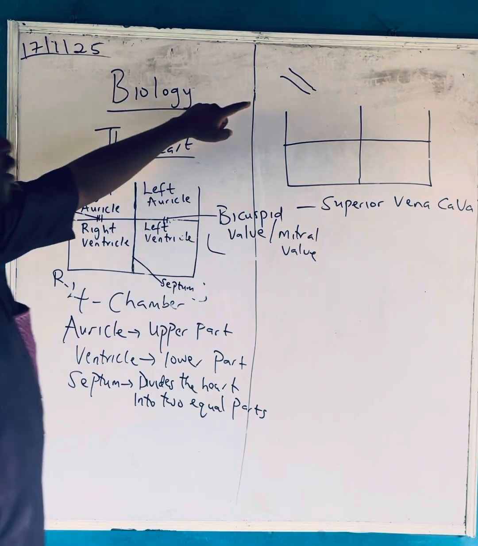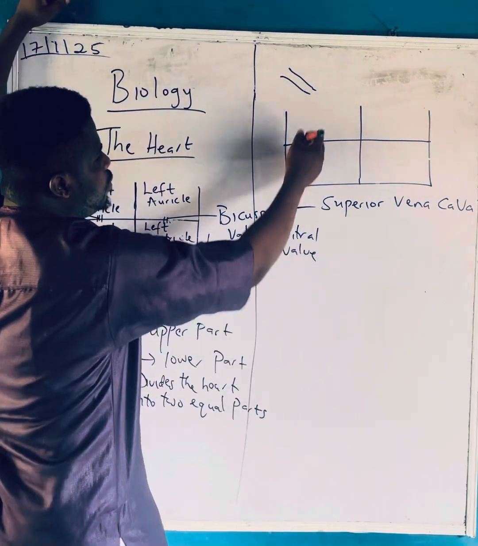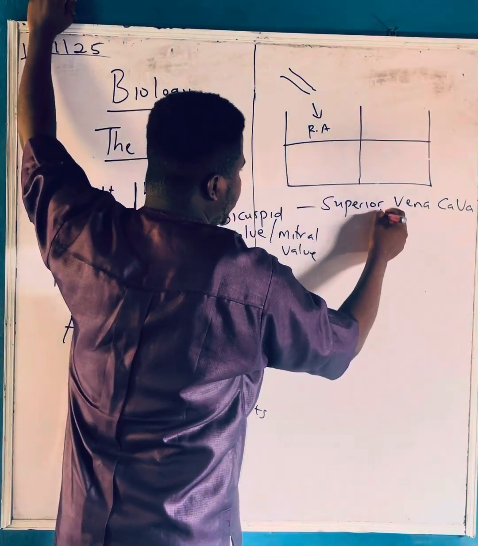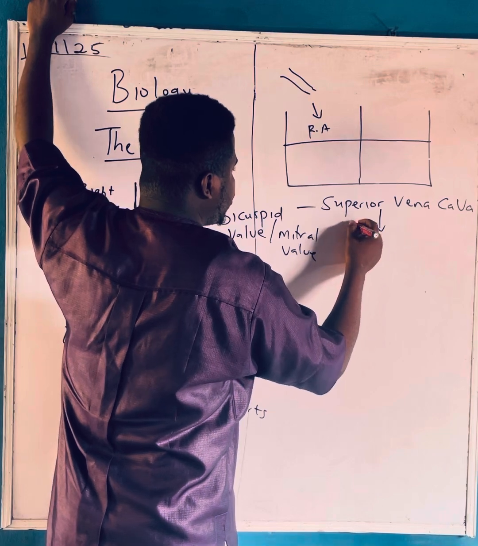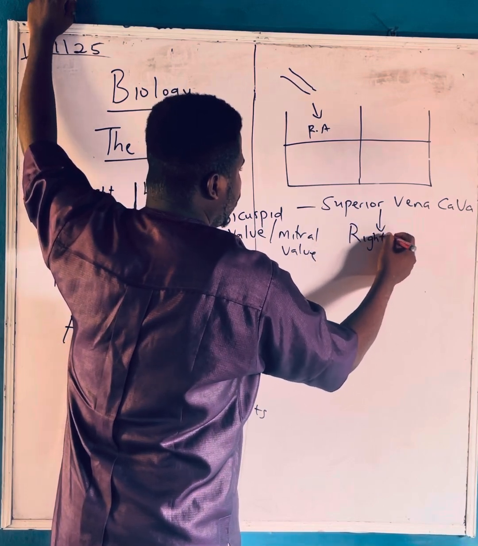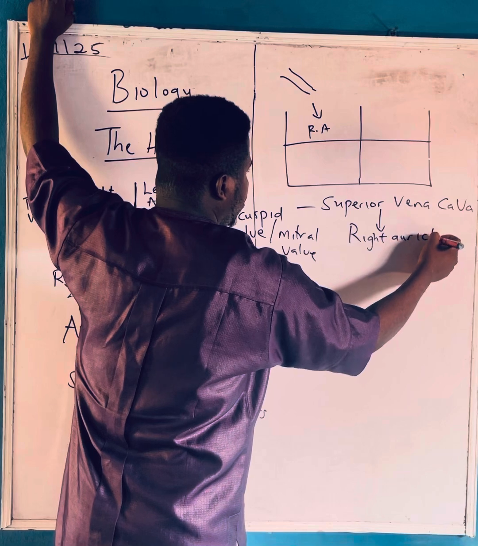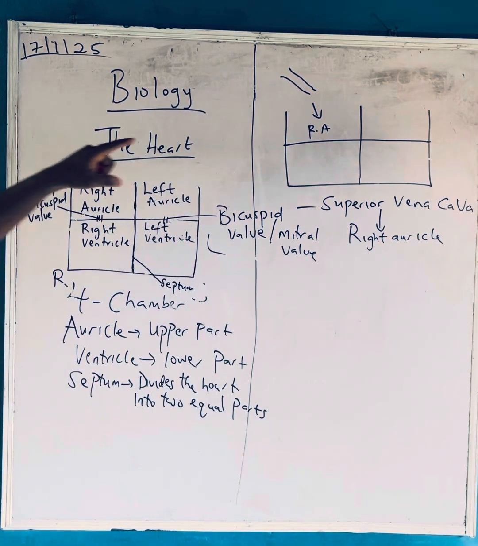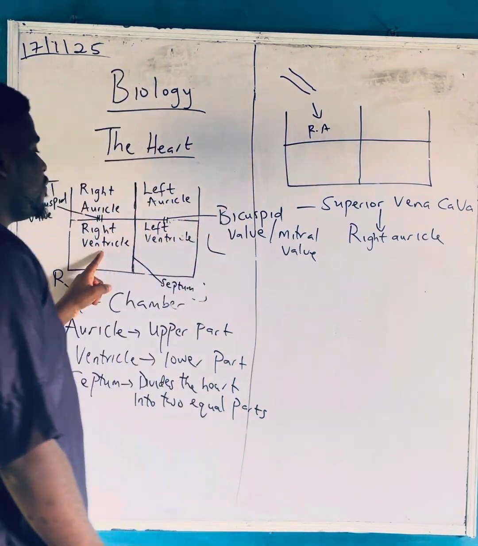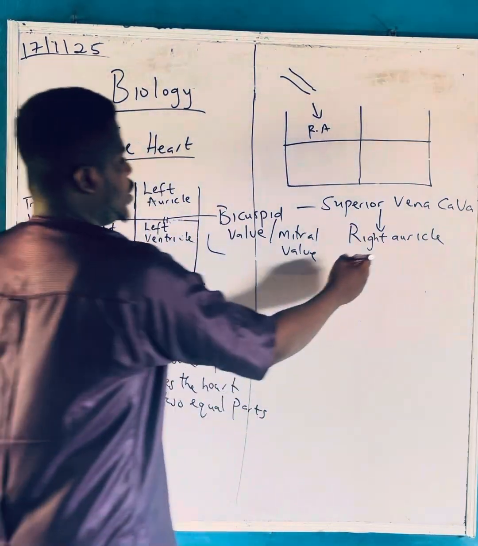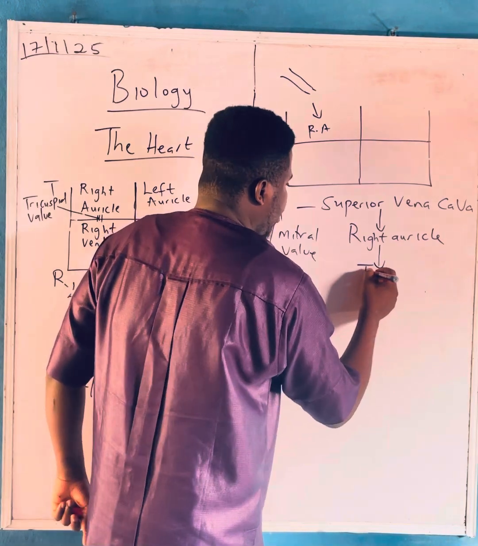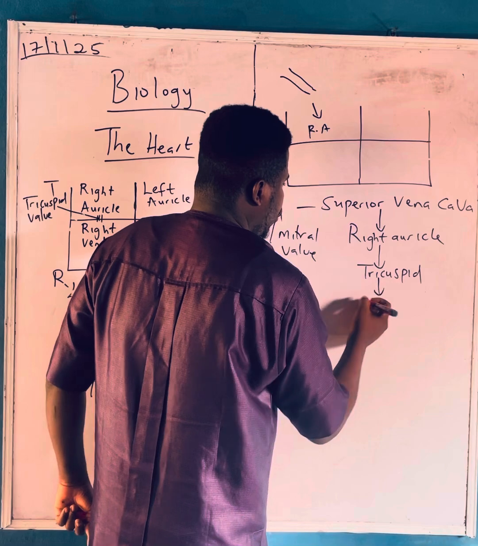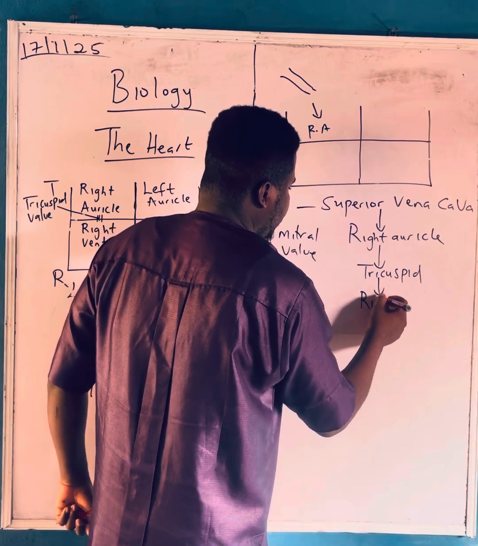So this superior vena cava will transport blood to the right auricle. This is the right auricle. And then there is a valve between the right auricle and the right ventricle, which I have mentioned here. So the blood will now pass through the tricuspid valve, then to the right ventricle.